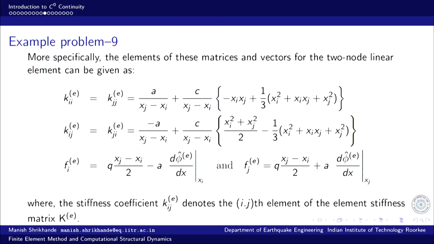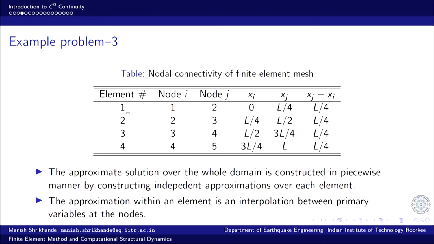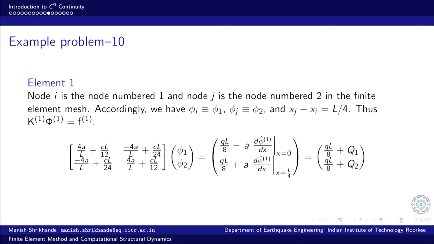Now, we can look at a specific element, element number 1. Let us say for element number 1, node i is 1 and node j is 2. The coordinate of node i is 0, the coordinate of node j is L by 4, and based on that we can derive the equations, and this is what the equations k phi equals f for element number 1 look like. So, k for element 1, phi for element 1 is equal to f for element 1. These are element-level equilibrium equations that have been derived from the evaluation of the weighted residual statement, the weak form.